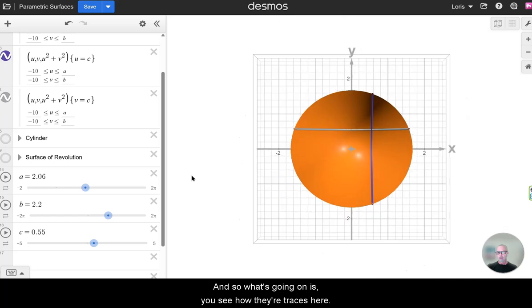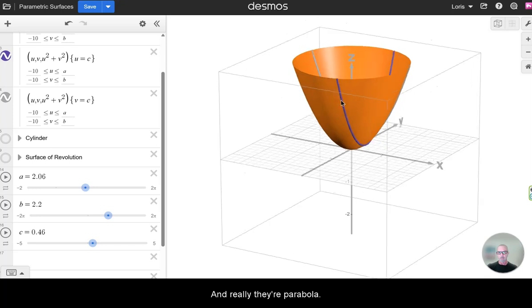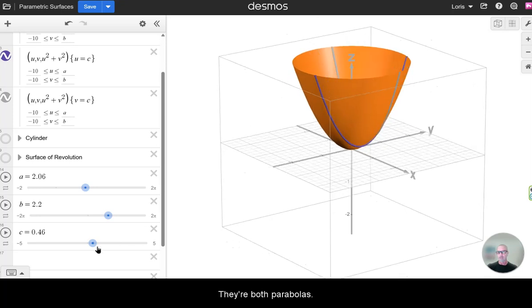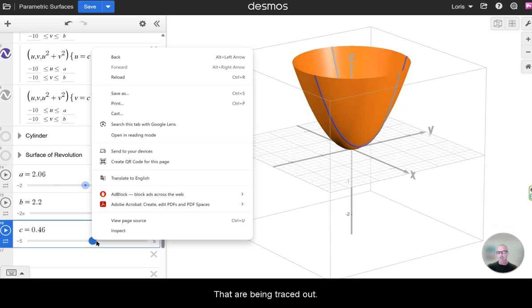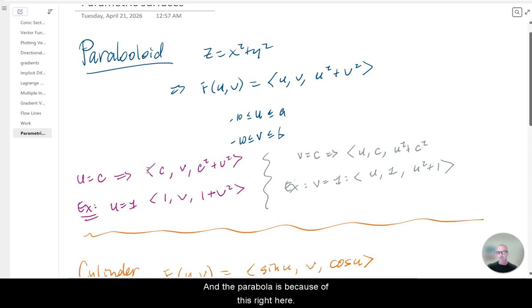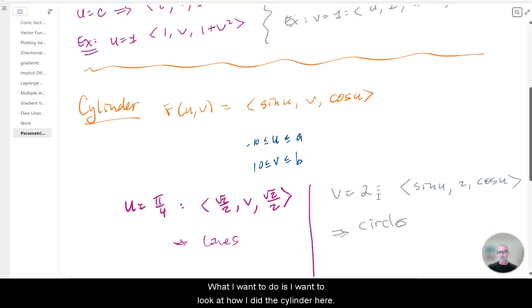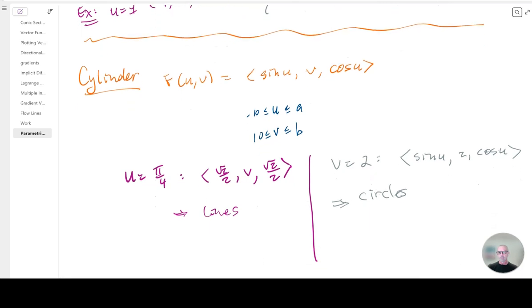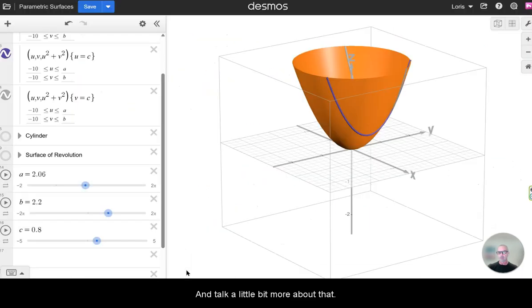And so what's going on is you see how they're traces here, and really they're both parabolas that are being traced out. And the parabolas, because of this right here, if you just pause the video and study this, you'll see it. In the next video, I want to look at how I did the cylinder here and talk a little bit more about that.